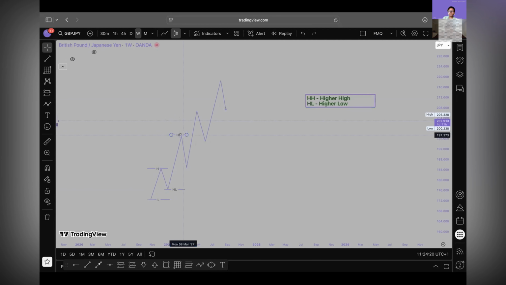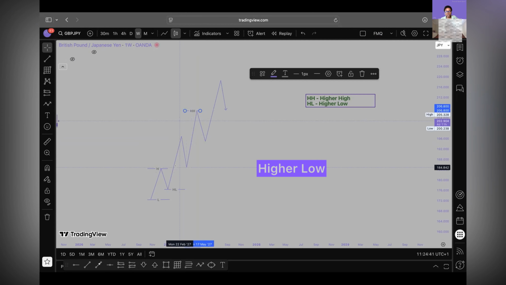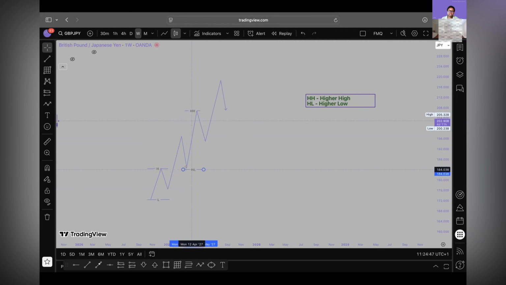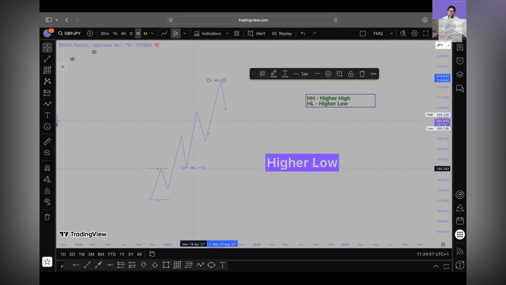Now, what happened afterwards? Price broke from this particular zone, creating another higher high. So that means this is now the new higher high. And the lower low will be down here. This is going to be the next lower low. Now, price also broke from this one, creating another higher high. That means this is the new higher high. And this is the new lower low.